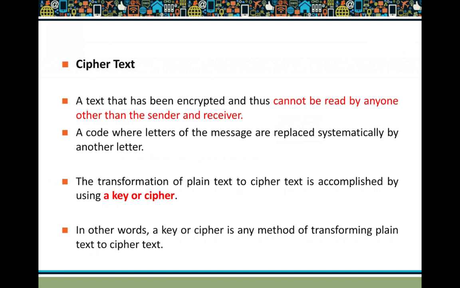So we are going to use certain cryptographic algorithms, as well as certain keys, which will help us convert plain text to ciphertext. In other words, a key or cipher is any method of transforming plain text to ciphertext. In order to convert plain text, which is in human readable form, into an unintelligible form, that is the ciphertext, we use specialized keys for the purpose.